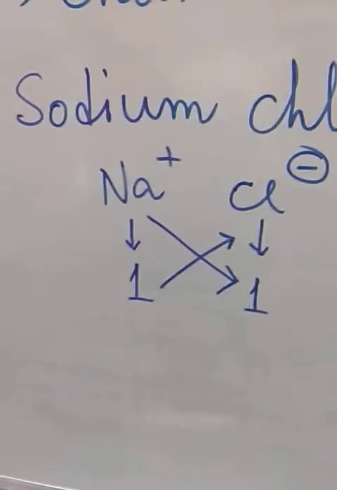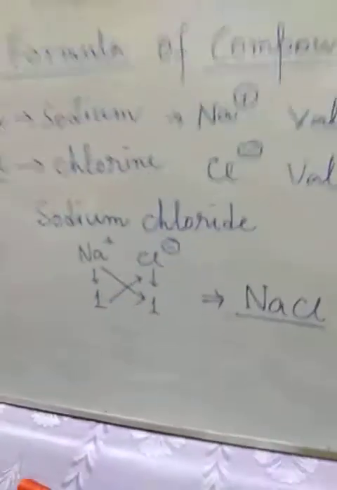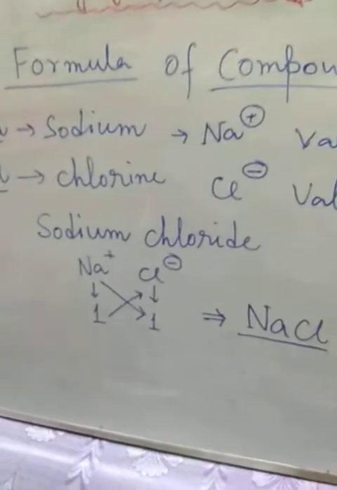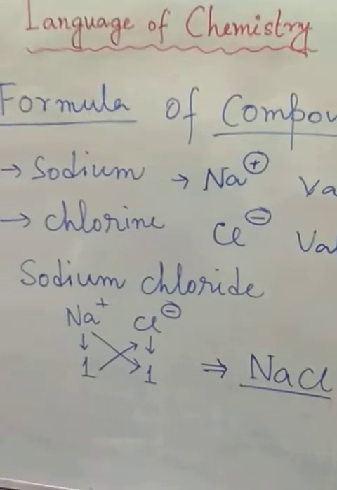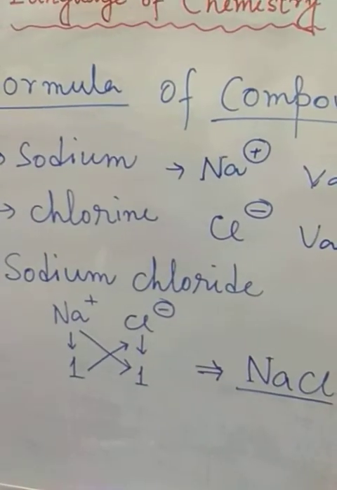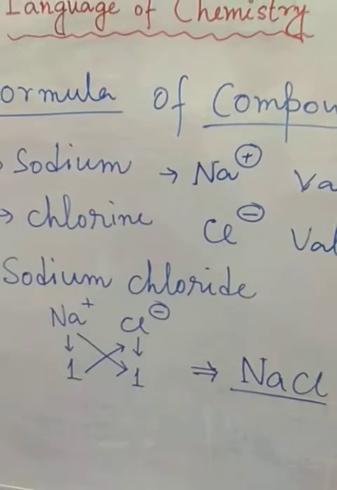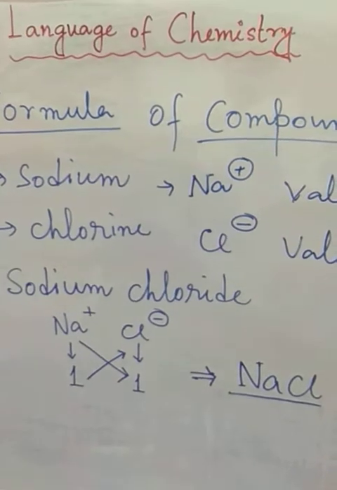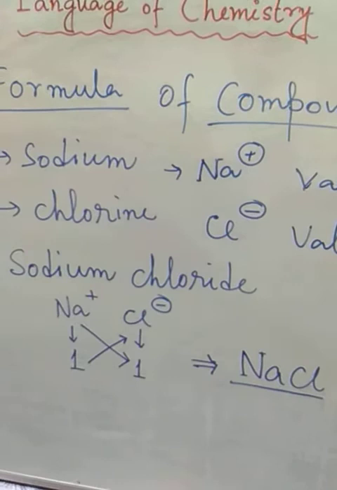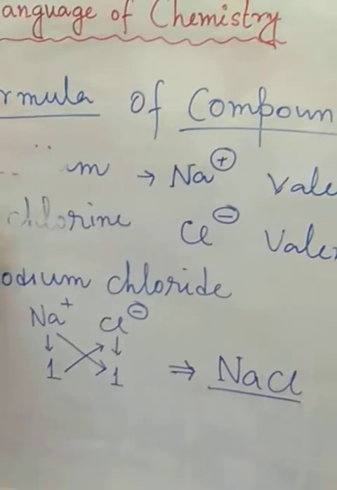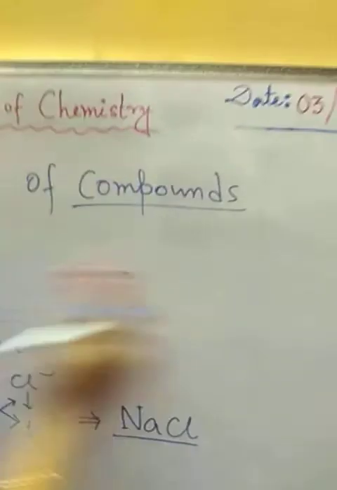So in this manner, if we know the valencies of the ions, and at the same time we know the symbol of the ion, then we can easily construct the formula of any compound. So let's have some other examples too.